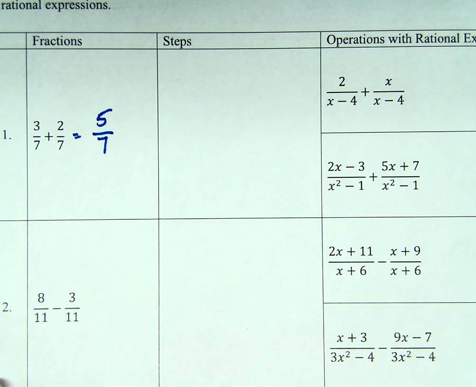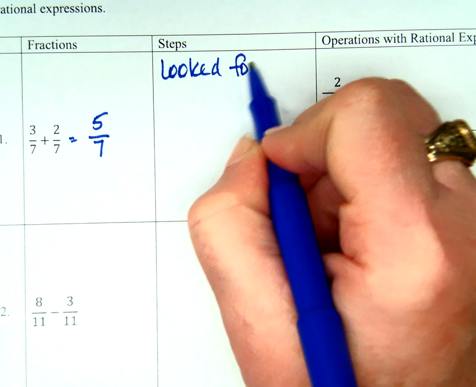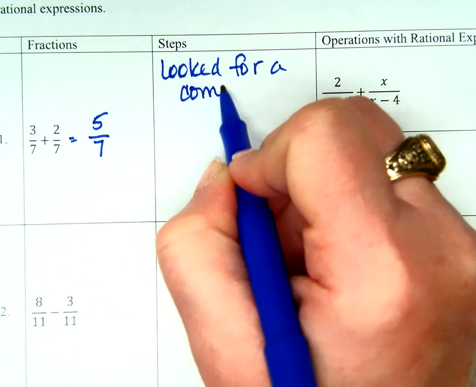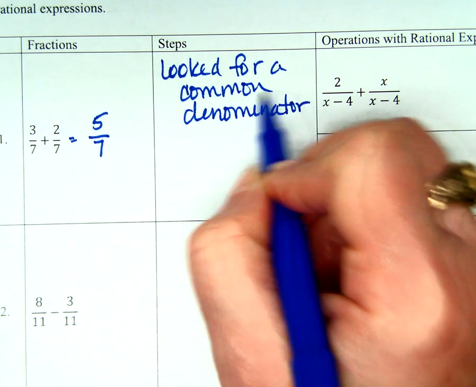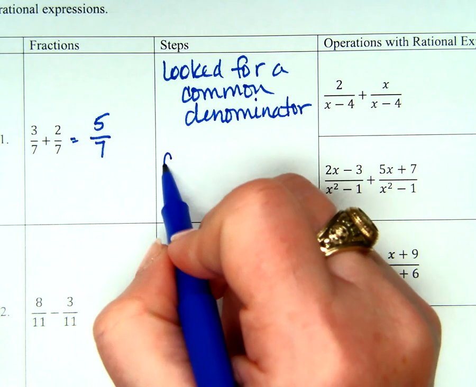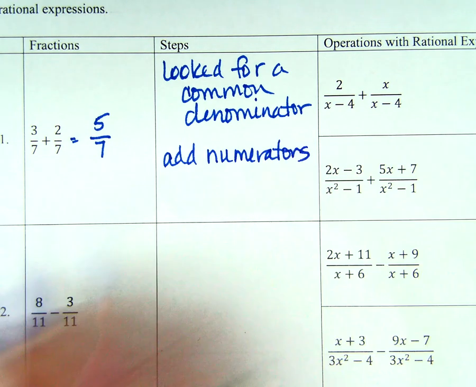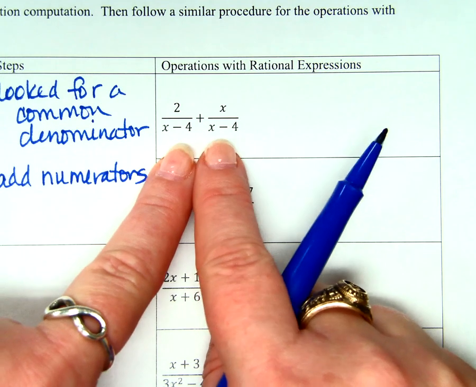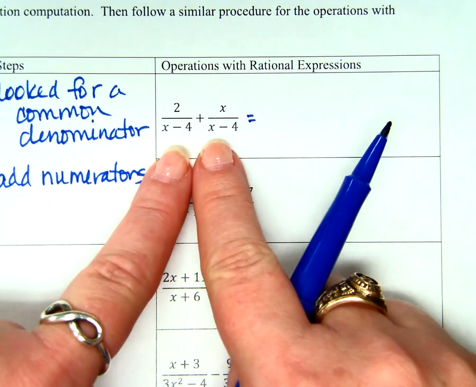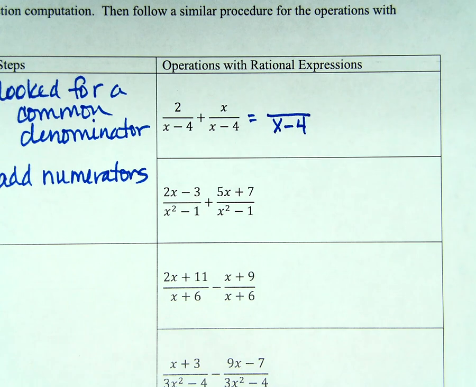Okay, so what steps did I take to get there? So first of all, we looked for a common denominator. And then exactly like you said, we added the numerators, right? So if we're doing a rational expression problem, do these two fractions have a common denominator? Yes, so I leave it. What do I do with the numerators? I add them.